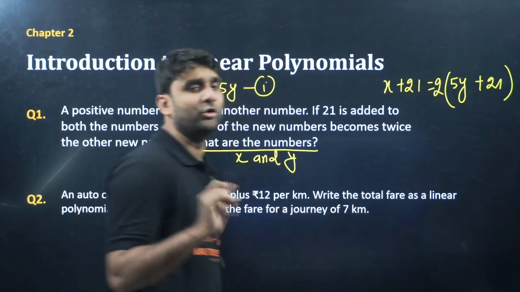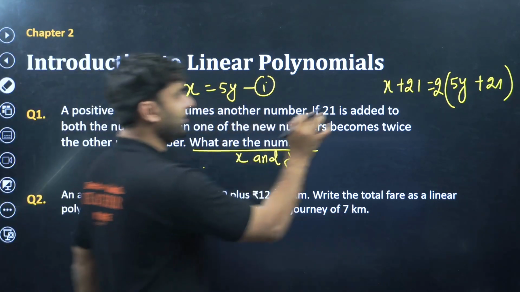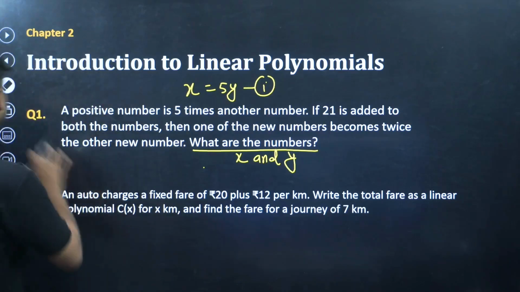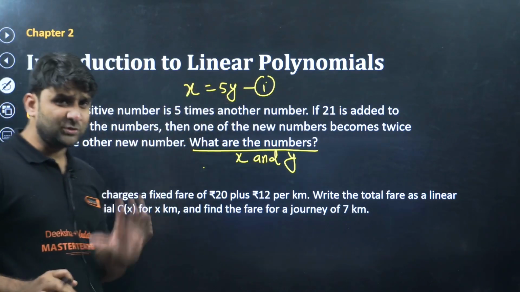Listen, one more thing. Let me tell you, this is something different, guys. Let's erase this. Please focus. So we have the first equation, x is equal to 5y.